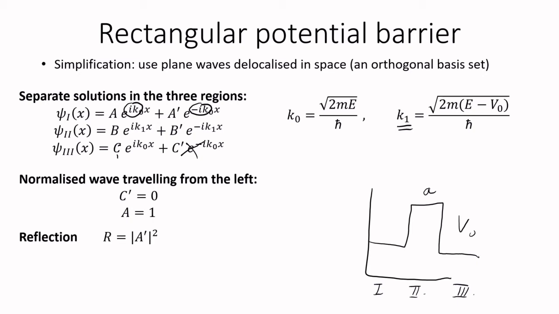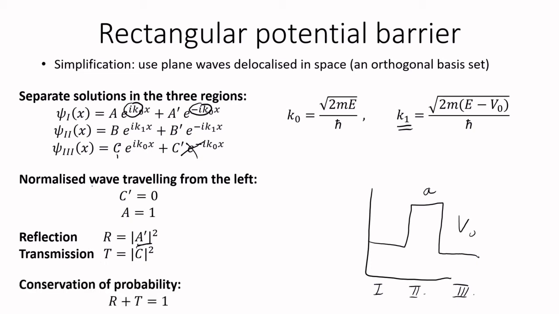Now we can get the transmission and reflection coefficients directly by interpreting our wave solutions. Since A prime describes the wave traveling left in region 1, its amplitude gives the reflection coefficient. And similarly, the amplitude of C gives transmission, because that's the wave traveling to the right in region 3. We also need to insert the conservation of probability, which simply says that R plus T must be equal to 1.